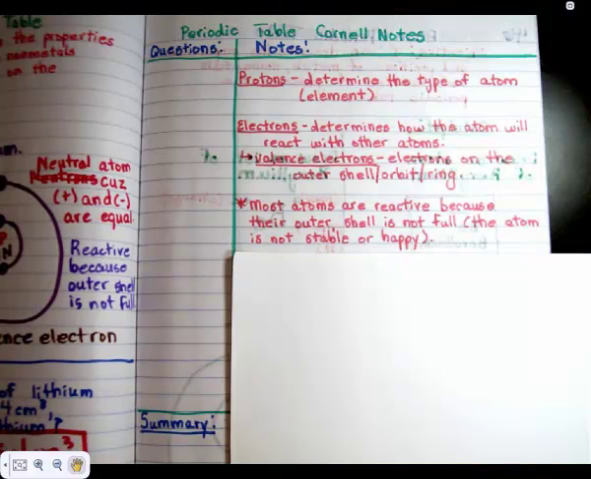So once again, we just talked about how most of the atoms are reactive because their outer shell is not full. The atom's not stable or happy when the outer shell is not full. It will continue to find and look for other atoms to bond with to make a full outer shell.